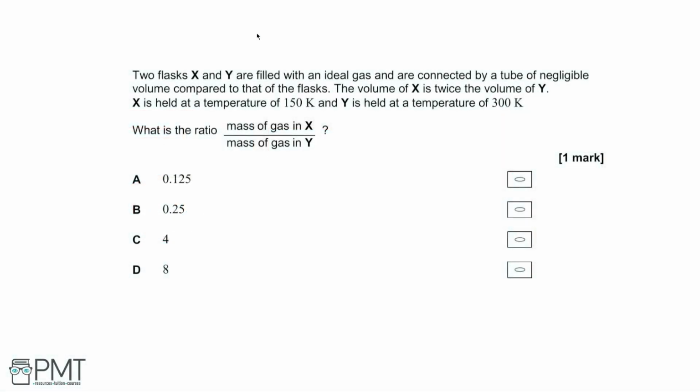This question is about ideal gases. The question says, 2 flasks X and Y are filled with an ideal gas and are connected by a tube of negligible volume, compared to that of the flasks. The volume of X is twice the volume of Y. X is held at a temperature of 150 Kelvin, and Y is held at a temperature of 300 Kelvin. What is the ratio mass of gas in X to the mass of gas in Y?